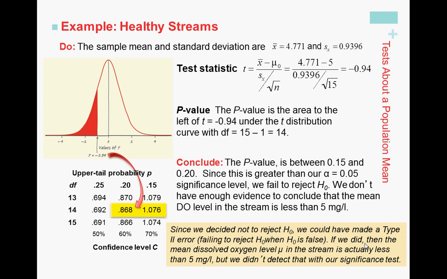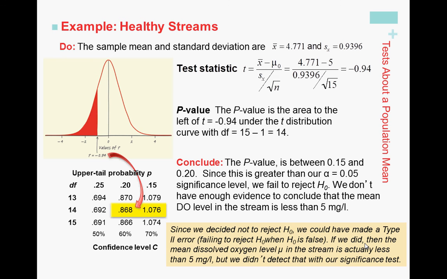So since we failed to reject the null, that leaves a possibility of a type 2 error. Doesn't mean we did make one, it just means that's the thing we could have made because we failed to reject. It could be we failed to reject the null when the null actually is false. And if we did, that would mean the dissolved oxygen level mu in the stream is actually less than 5 milligrams per liter, but we didn't detect that with our significance test.